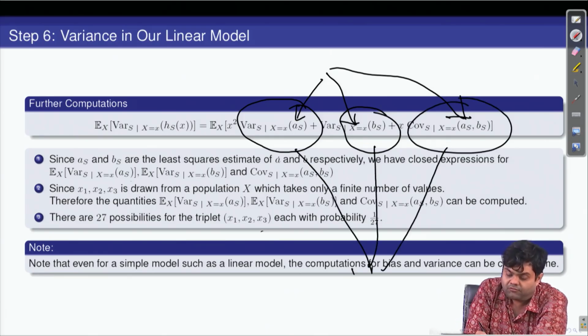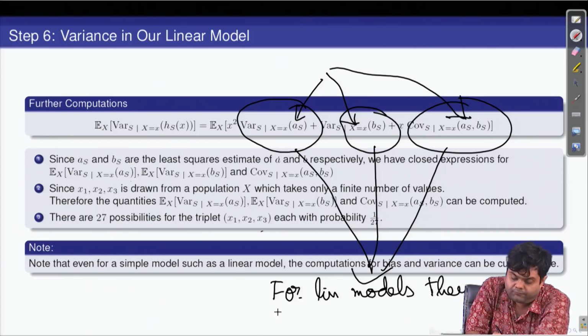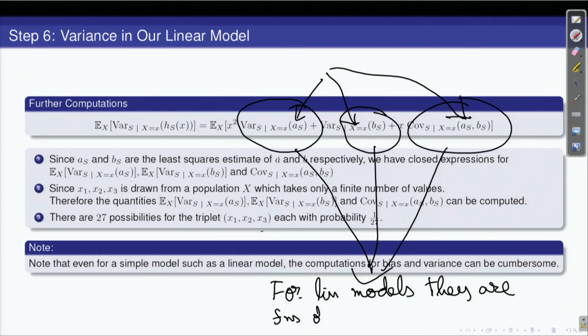So, for linear models, they are functions of x1, x2, x3 only. I am not writing down the cumbersome explicit formula, but just remember that these 3 terms turn out to be functions of the x values of the data only.